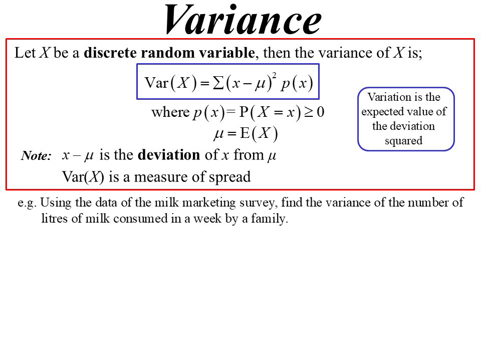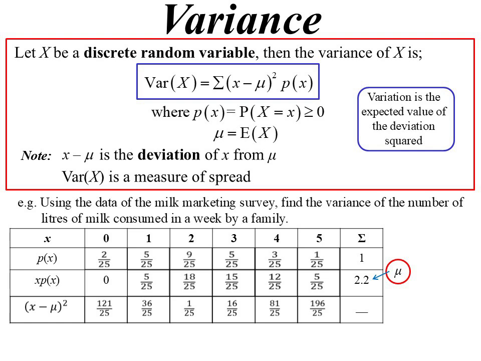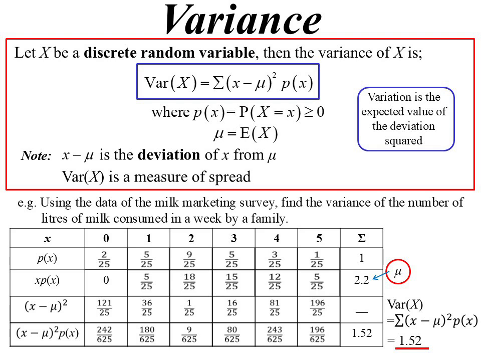Let's go back to our milk data here, our family. We now add in another row. These were the two rows we had yesterday: probability of x, and then we worked out xp(x) so we could work out the expected value. And remember, the total of that row is our expected value, or our mean. We now want to work out the distance of x from that mean, squared. Done that for each of those values. Now I want to multiply it by the probability of x. I have all those. Add them together, I get 1.52, and that is our variance. That's a pain in the neck. So there is a better way of doing it.